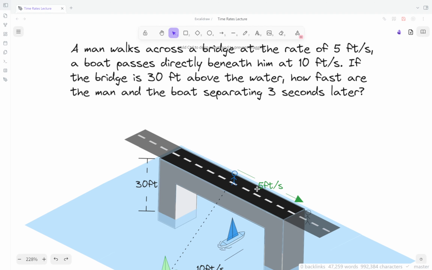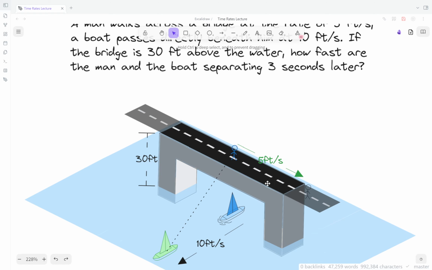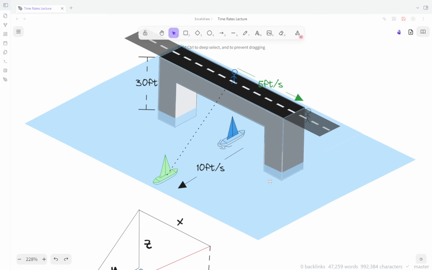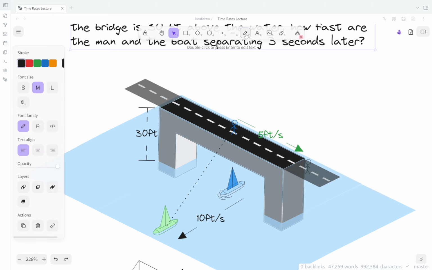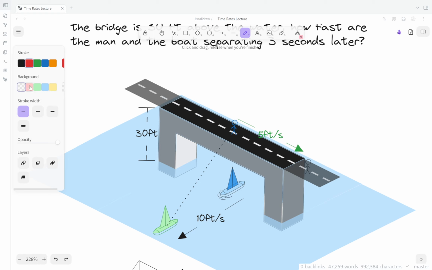Okay, so now if the bridge is 30 feet above the water, or at least the platform where the man is standing upon over the boat is 30 feet, then the question is, how fast are the man and the boat separating after 3 seconds? So this is like the problem from before, but now we're dealing with 3 dimensions. When I say 3 dimensions, it's because the distances that we're going to consider now between the man and the boat take up 3 dimensions.